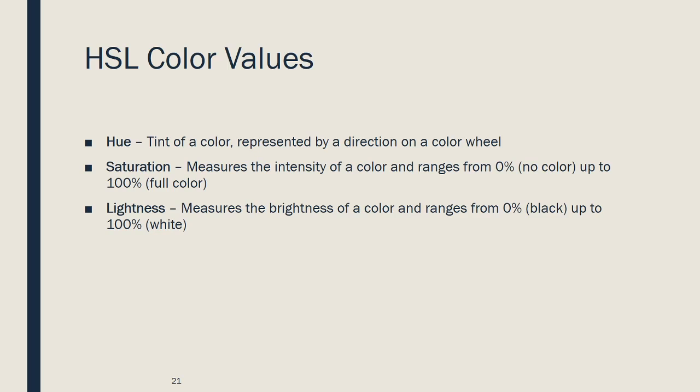We can also have the HSL color values, in which H is the hue. This is the tint of a color that is represented by a direction on a color wheel. The S is the saturation. This measures the intensity of a color and ranges from 0 to 100%. 0 has no color, and 100% is the full color. Now, L is the lightness, which measures the brightness of a color and ranges from 0, which is black, up to 100%, which is white.